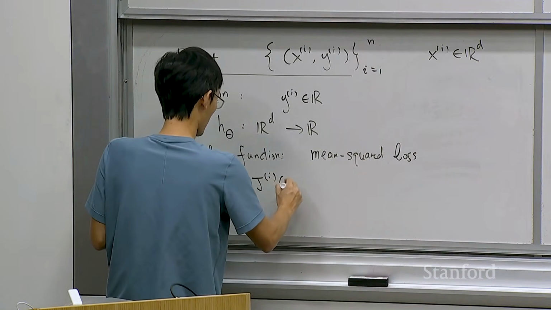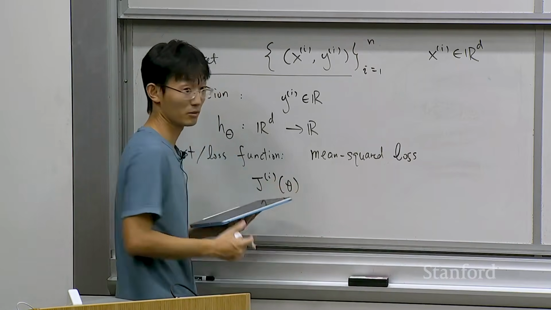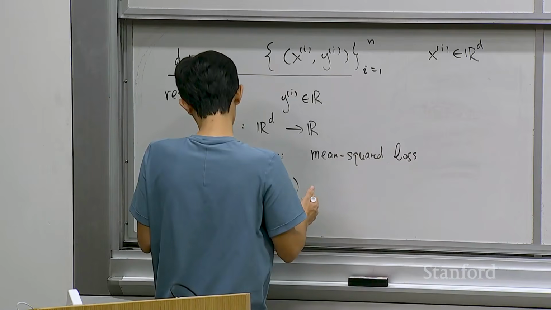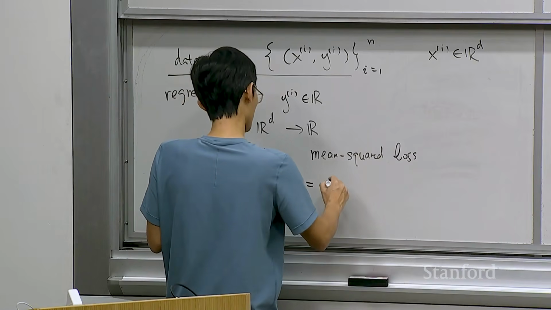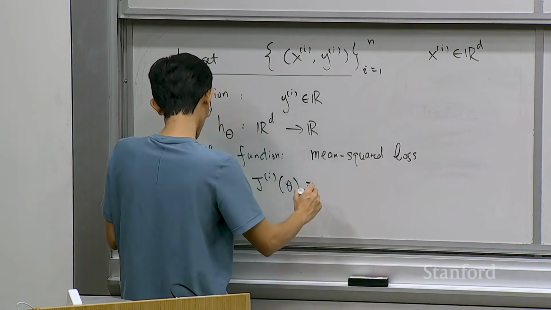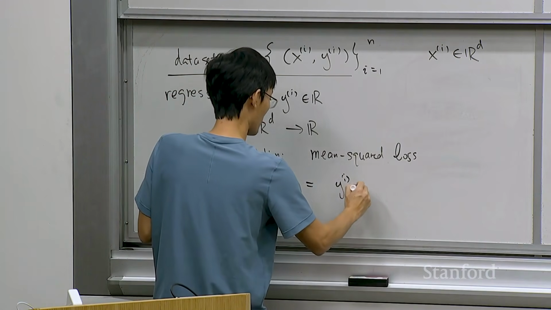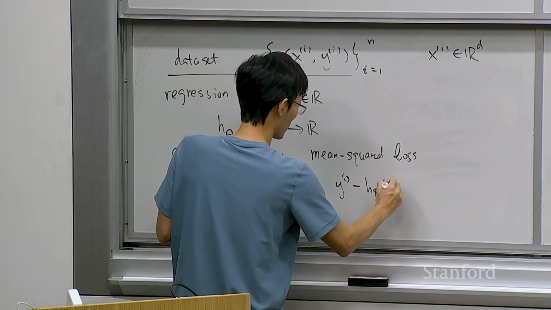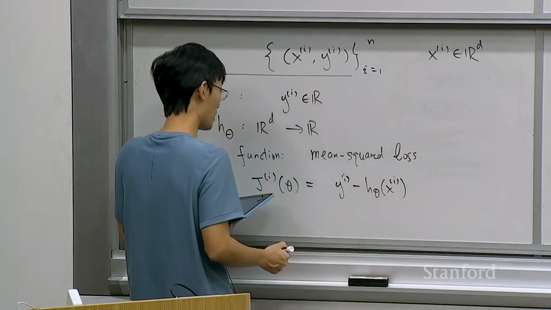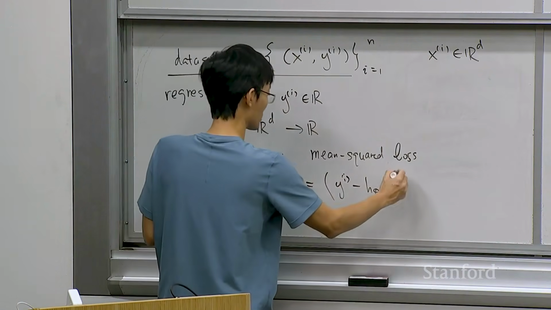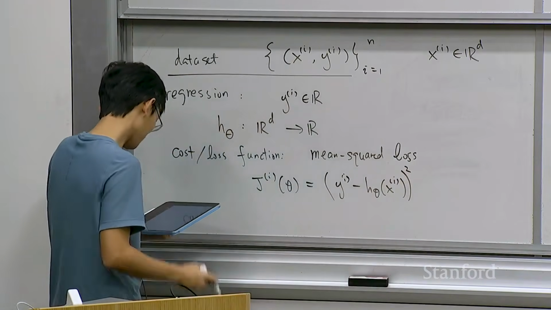For the ith example, the loss function is a function of the parameter, because the data is not something you optimize for. It's not a variable, it's given. So the loss function for the ith example is (yi minus h theta xi) squared. You apply the model to the data, you get some prediction, and you compare that with the real label, and you take the square.